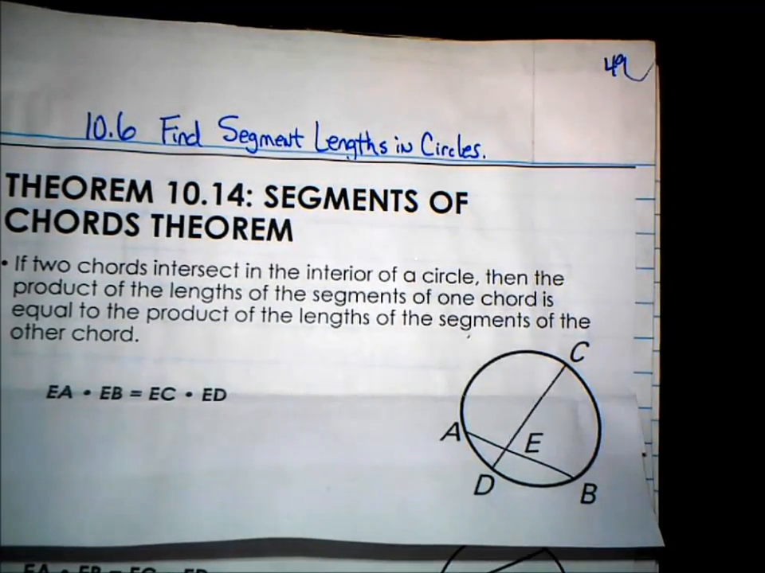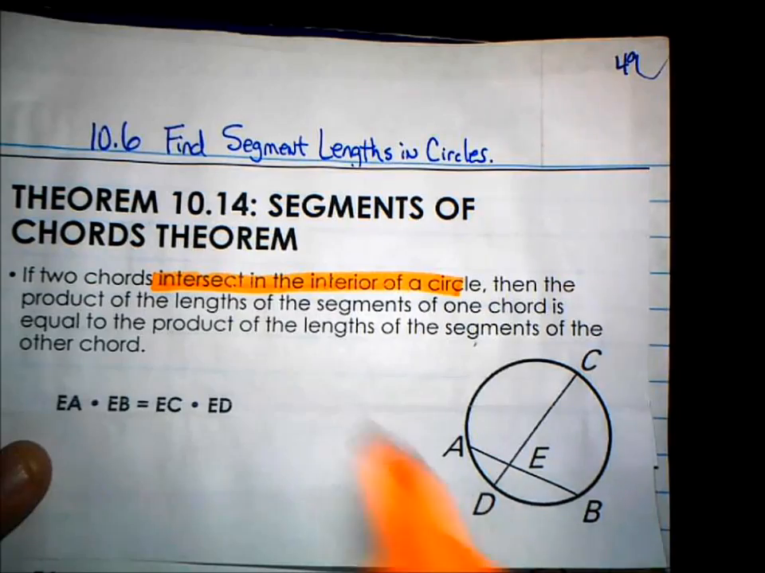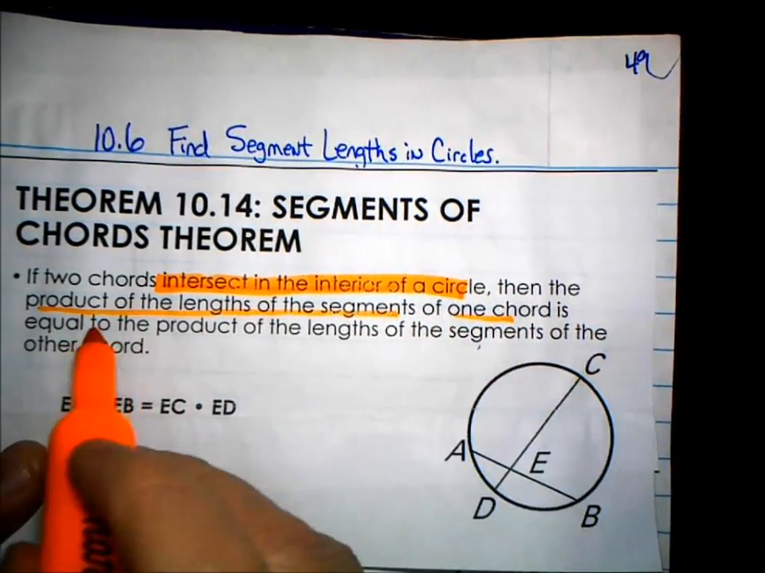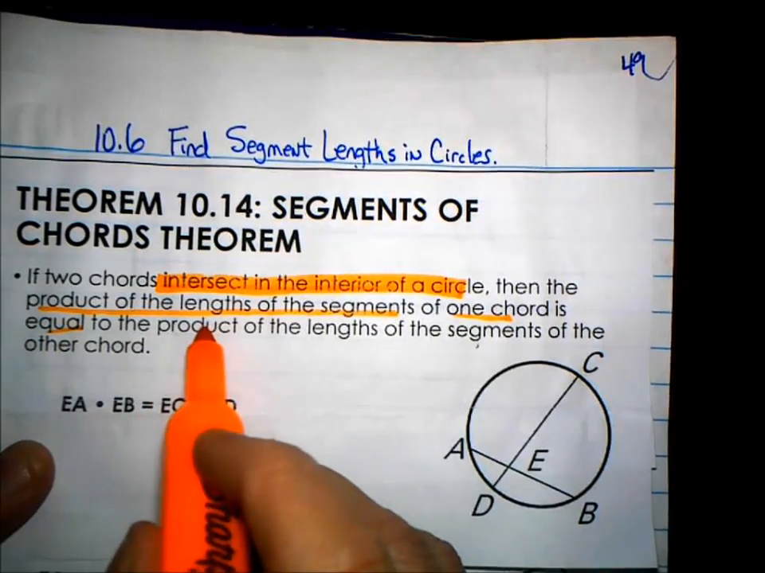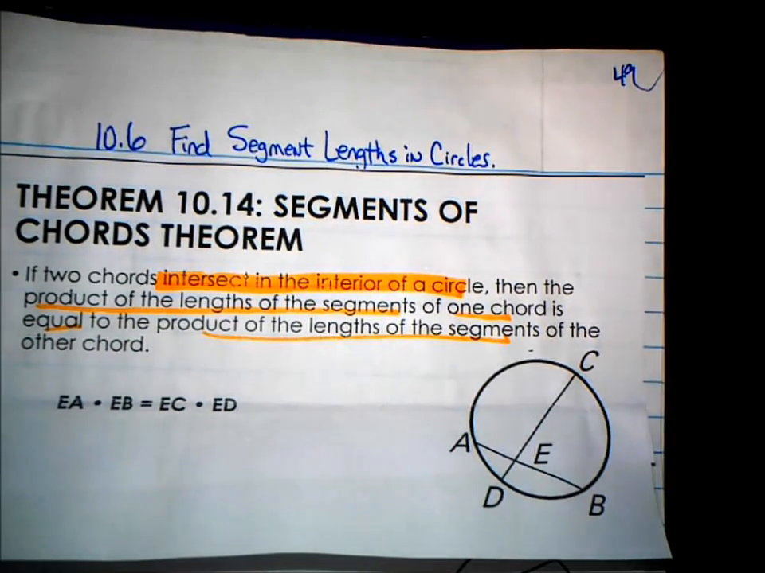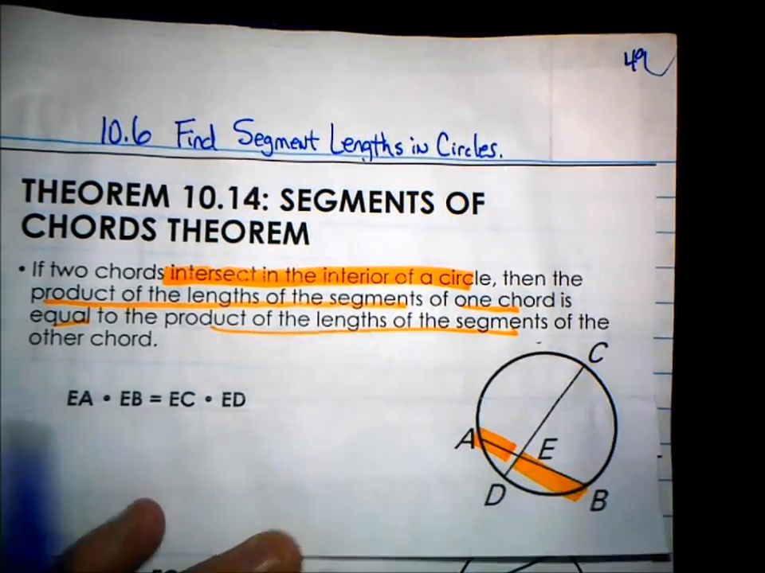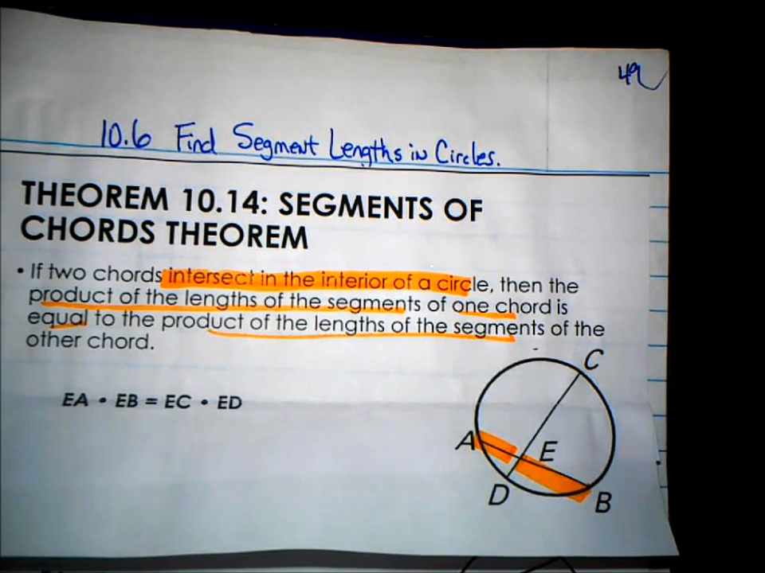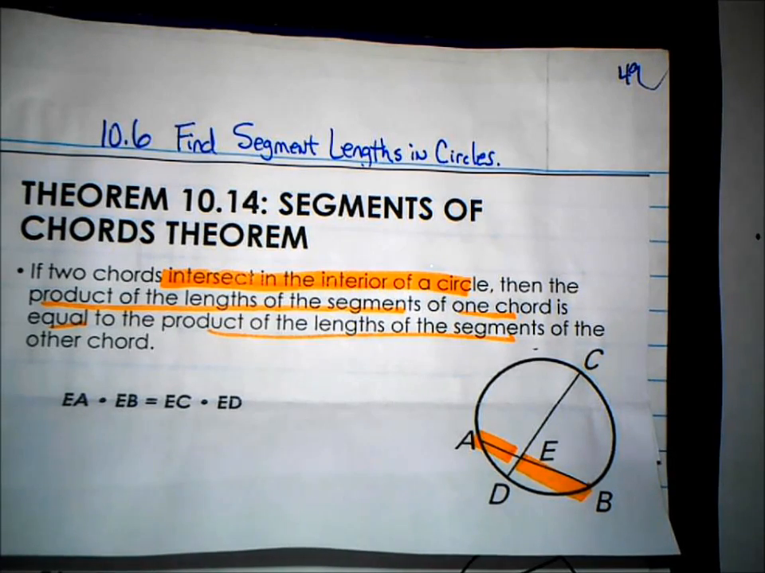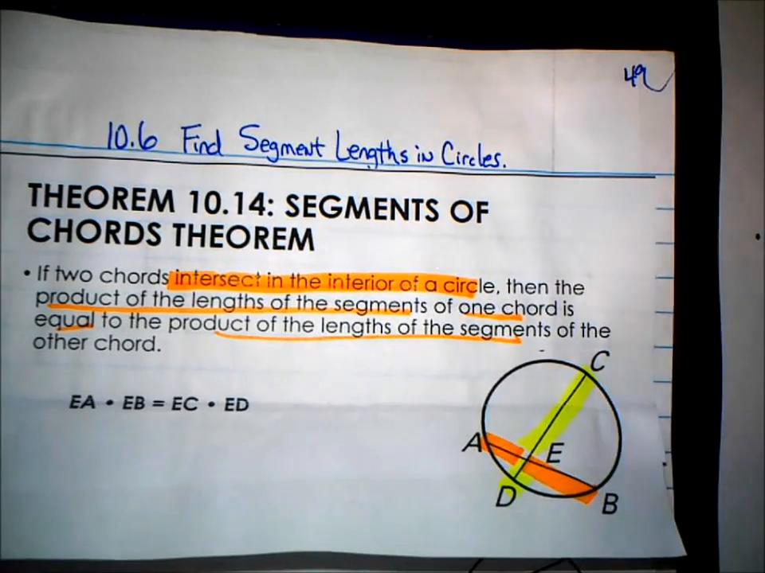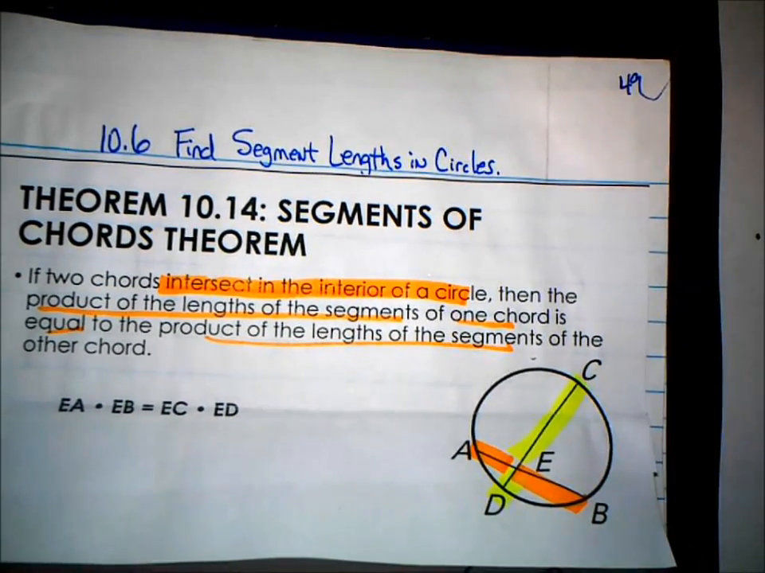What this says is for the segment lengths, the product of the length of the segments of one chord equals the product of another segment. So when you look at it, you look at AE times EB will equal the other side. Let me get a highlighter. So AE times EB will equal ED times EC. And you can find those segment lengths.